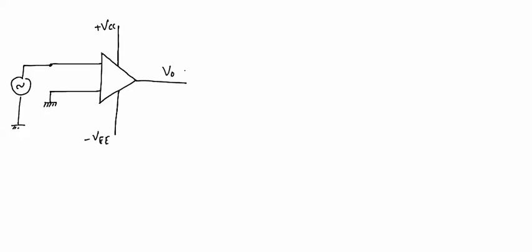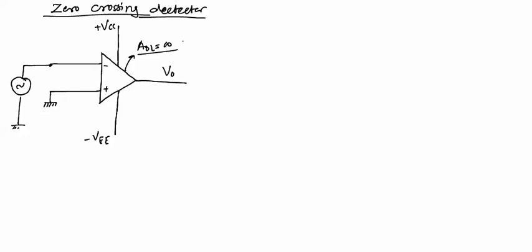Now this is the circuit. We have this inverting and non-inverting inputs. In this circuit we have kept this non-inverting input at ground terminal, and we have applied a sinusoidal voltage to the inverting input of the op amp. This circuit is called zero crossing detector, and in this zero crossing detector the operation will be based on the fact that open loop gain is equal to infinite, but practically we know that this open loop gain equal to infinite is not possible.